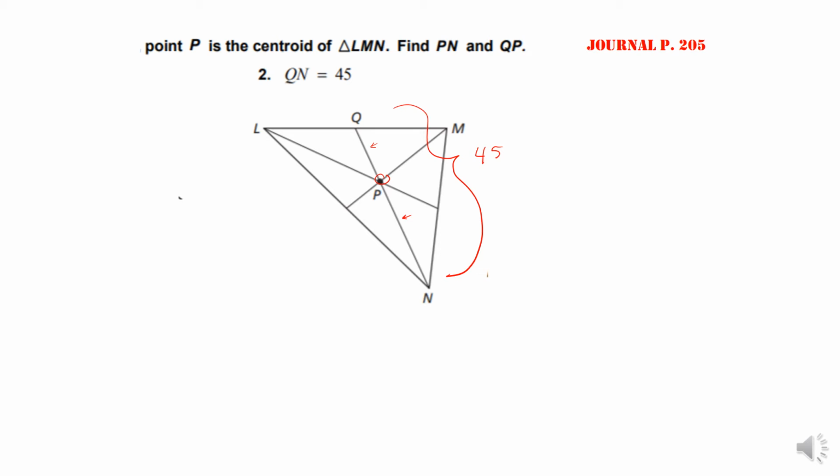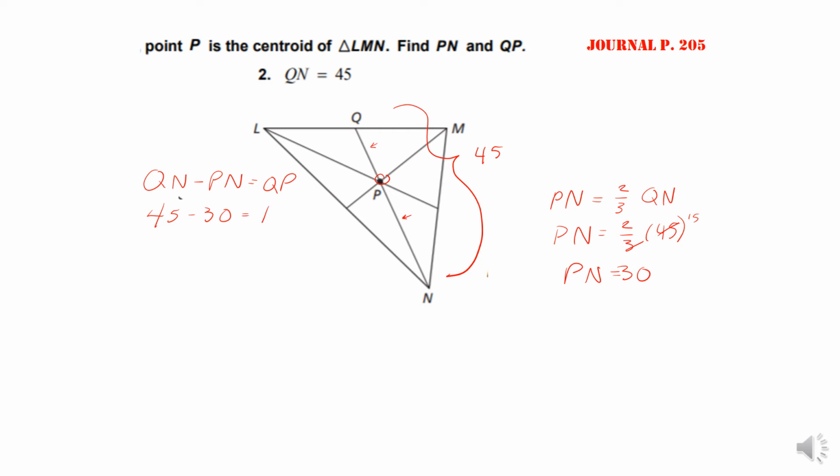So we're going to go PN is 2/3 of QN. So PN is 2/3 of 45. So 3 goes into 45 15 times. PN equals 30. And now I can just subtract: QN minus PN equals QP. So 45 minus 30 equals 15. And QP equals 15.